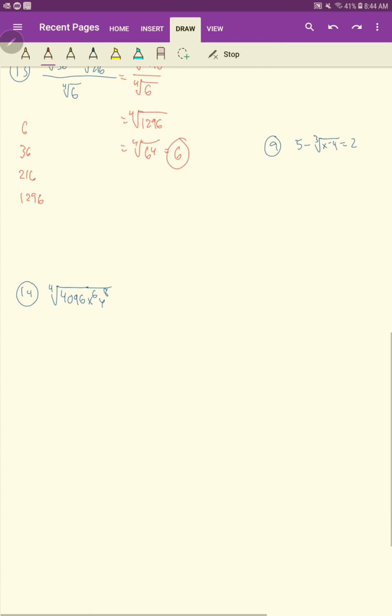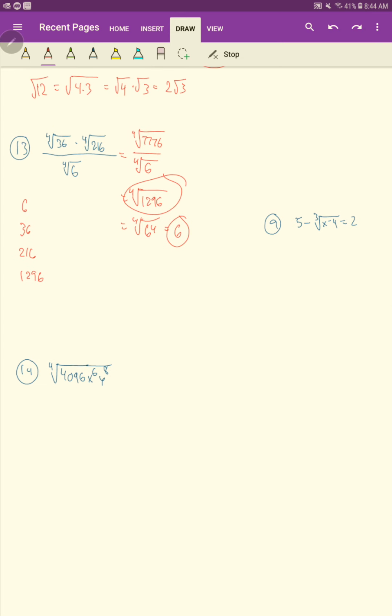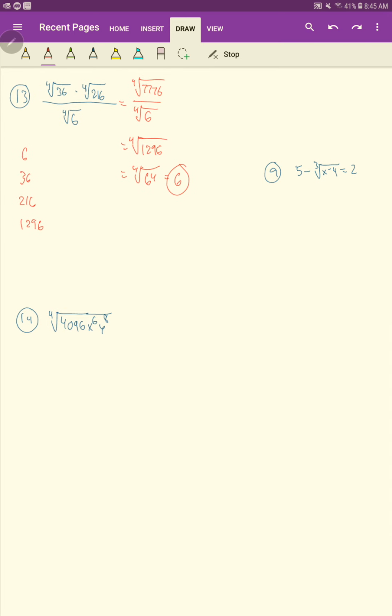Okay? All right, 14. Okay, so here, right, there's nothing for us to multiply together or divide, right? It's already in one radical, just like we had right here. So all that's left for us to do right here is to simplify this thing, okay? So let's do that. So 4,096, I believe that is a power of 2. Let's see here. Let's try 2 to the 7th. Nope, 2 to the 10th. 2 to the 14th. Nope, 2 to the 13th. Nope, 2 to the 12th. There it is. It's 2 to the 12th.